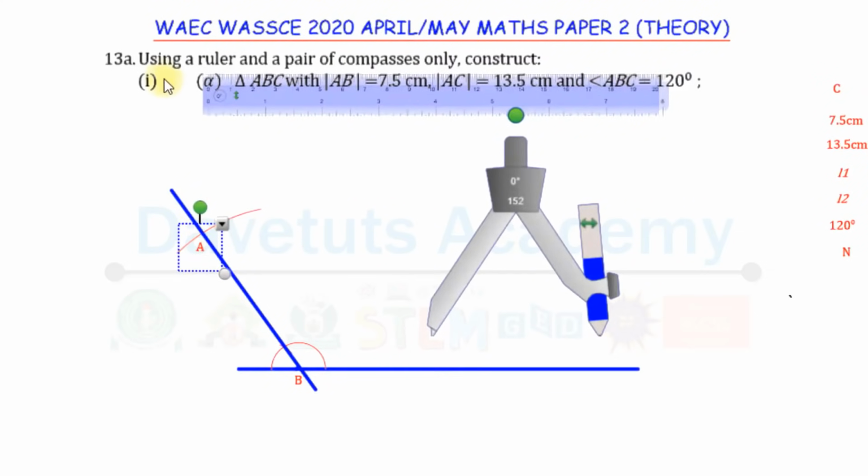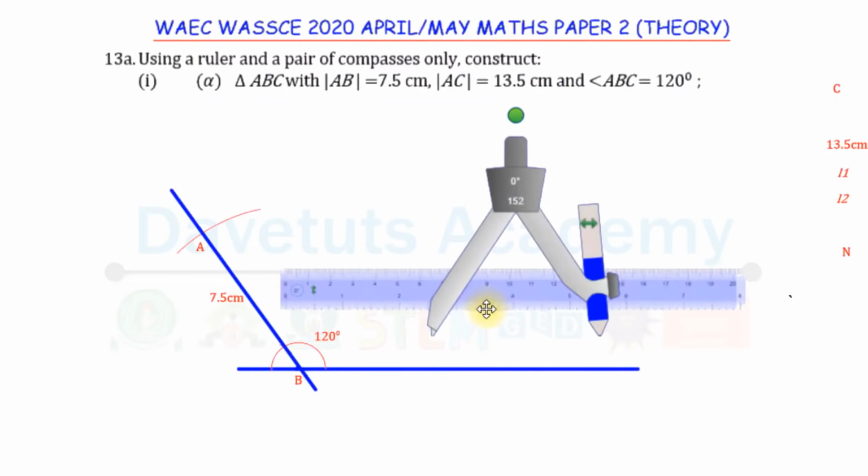Okay, that's point A, and you can see we mark up the 120 degrees, and then we link up with the marked 7.5 centimeters and draw a straight line passing through point B to point A, and then we can label this appropriately that this is 7.5 centimeters, and then we already have our 120 degrees. This is 120 degrees.